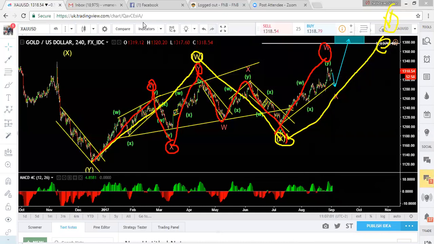So what am I anticipating here? I'm anticipating that we're going to have an X, and then we complete our Y. Our red Y, which is just under the yellow Y.